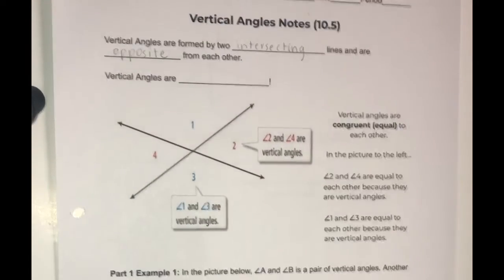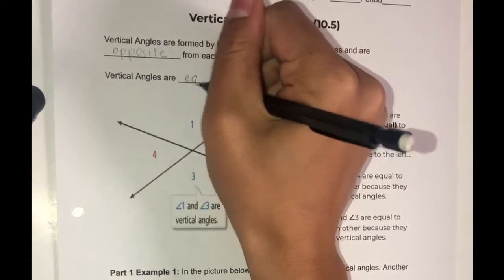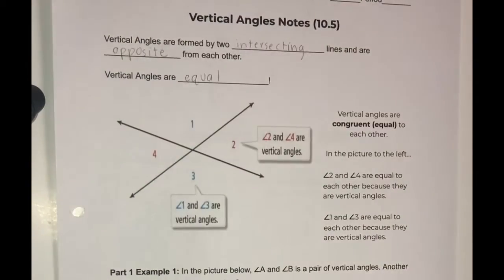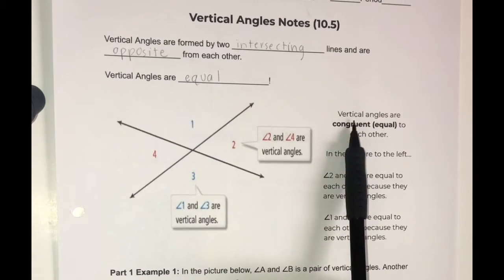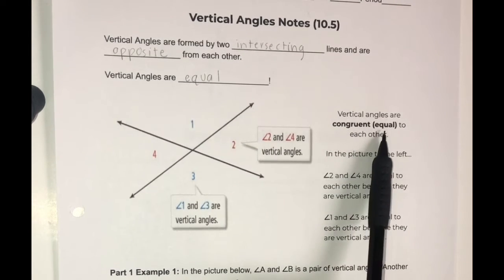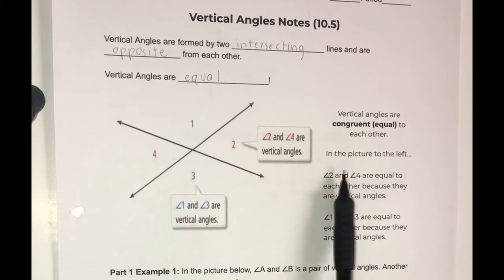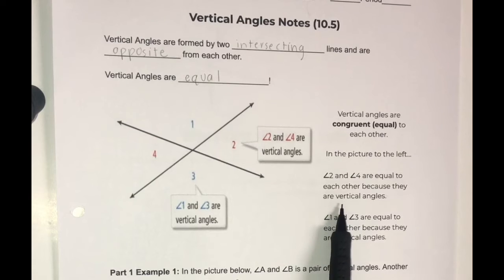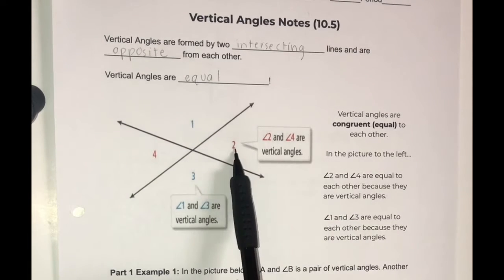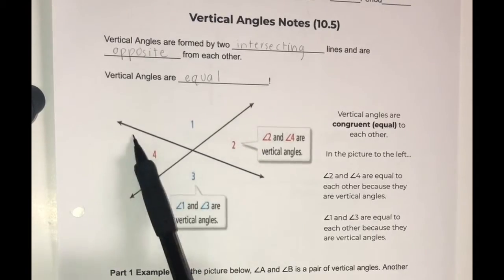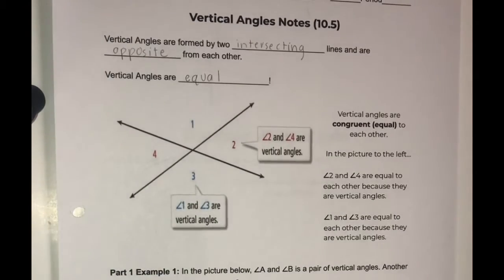Vertical angles are equal. They are always equal to each other. So looking at this picture, it says off to the side, vertical angles are congruent, which means equal to each other. The picture to the left, angle 2 and angle 4 are equal to each other because they are vertical angles. So if we look at angle 2, which is right here, and angle 4, I should use my colors, I should use red.